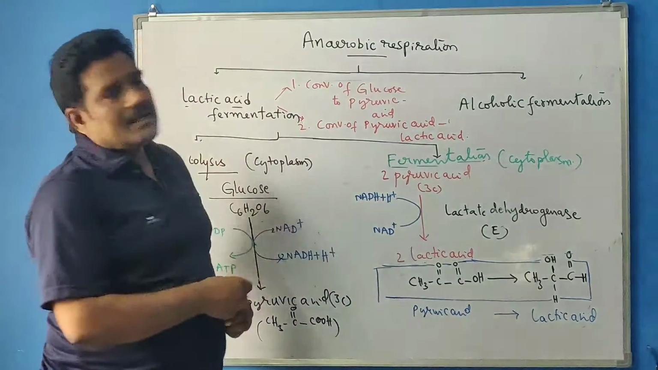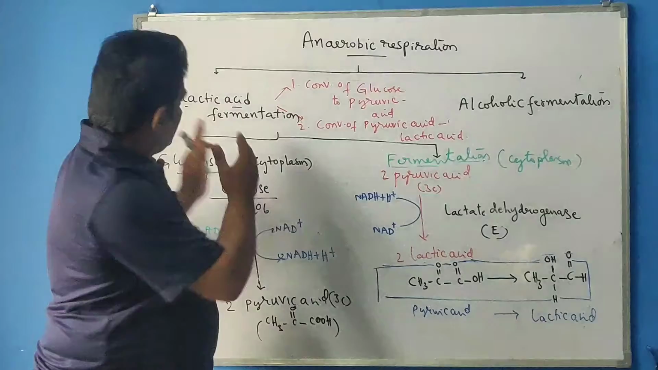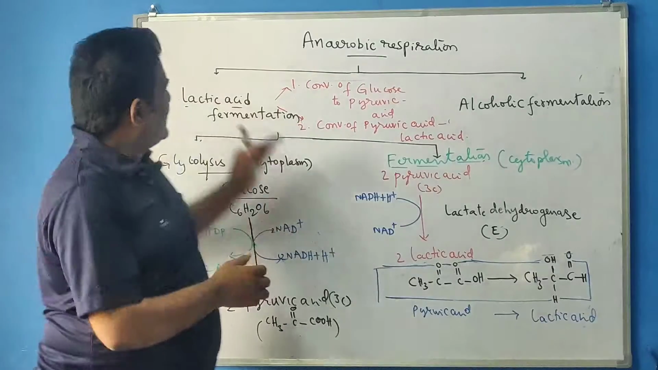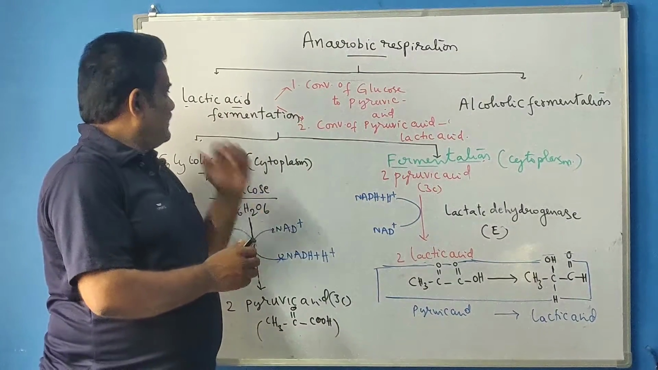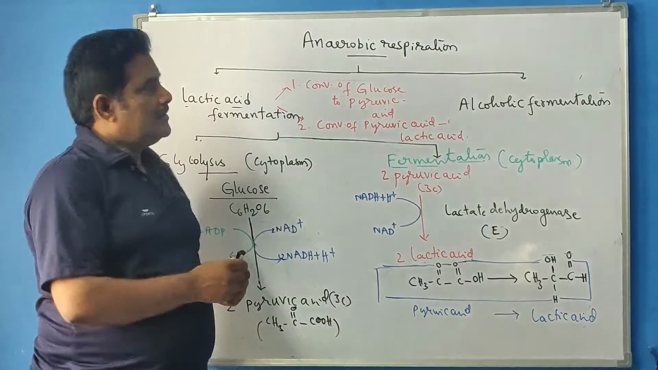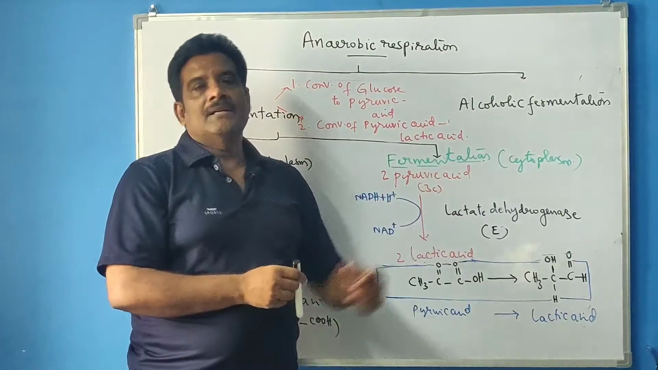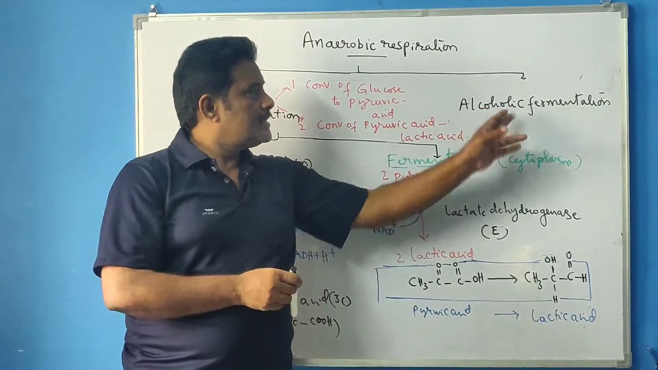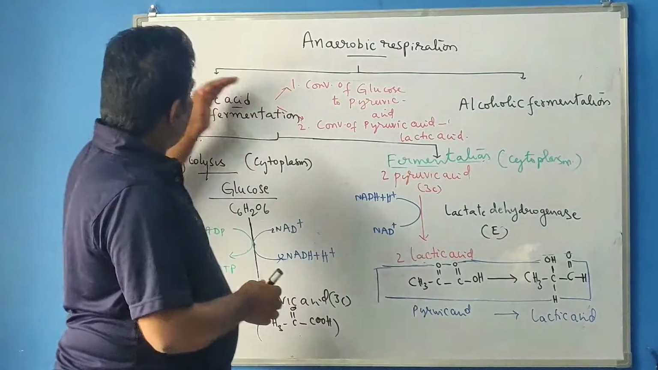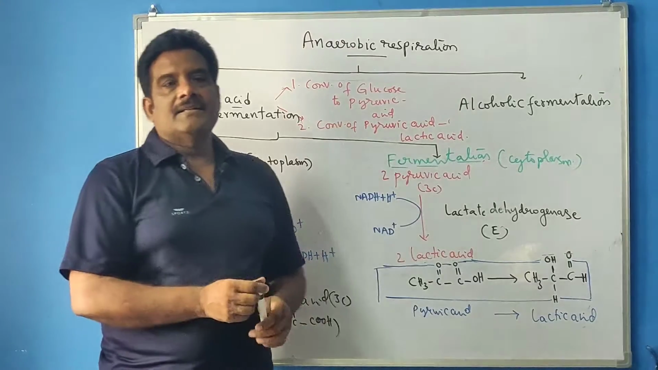But when we see anaerobic respiration, organisms prefer two types: lactic acid fermentation and alcohol fermentation. Some of the bacteria are involved in lactic acid fermentation, in which lactic acid is formed, whereas in alcoholic fermentation the end product is alcohol. We will discuss alcoholic fermentation in the next video lesson. Today we are going to study lactic acid fermentation. What type of reaction is lactic acid fermentation?